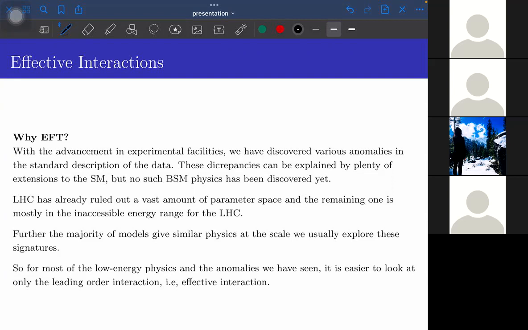It is also a point that the majority of these models at low energy give a similar kind of structure, similar kind of physics. So it is easy to work with the effective interaction at the leading order.